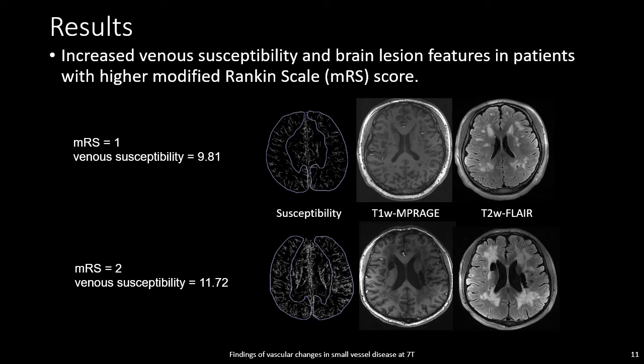There are two typical patients at different degrees of dependence. It can be seen that there are increased venous susceptibility and severe brain lesion features in patients with higher scores. This indicates that comprehensive patient assessment using multimodal and multi-parameters still needs to be dug deeper.